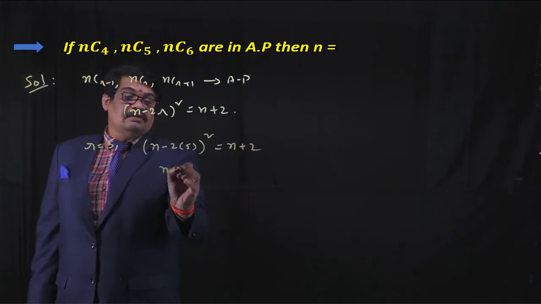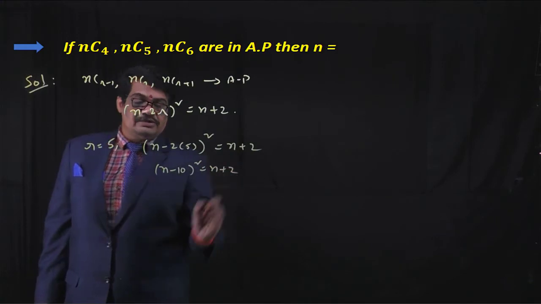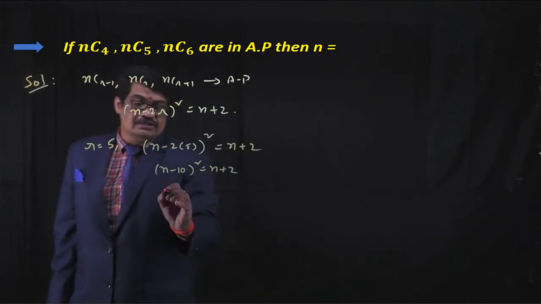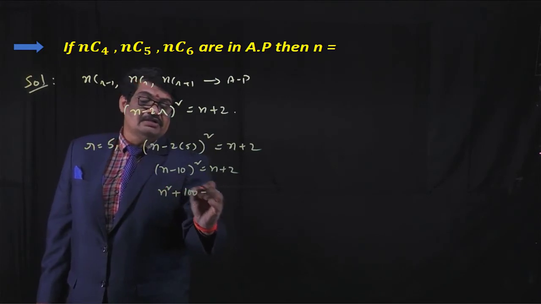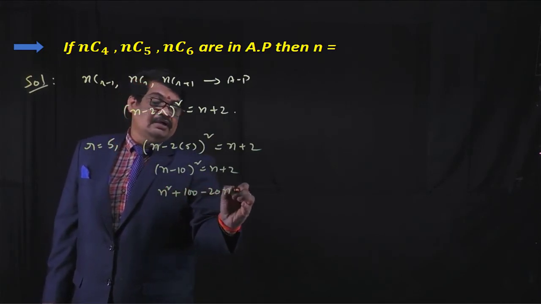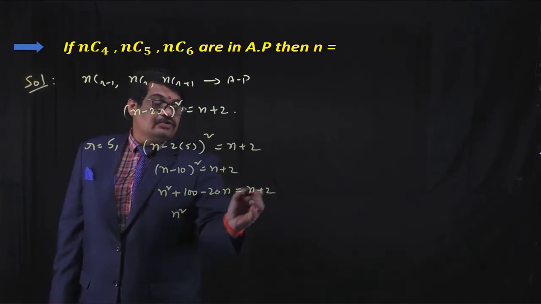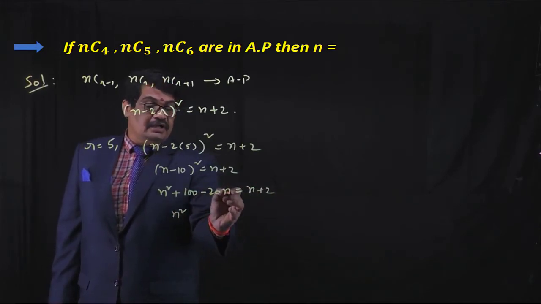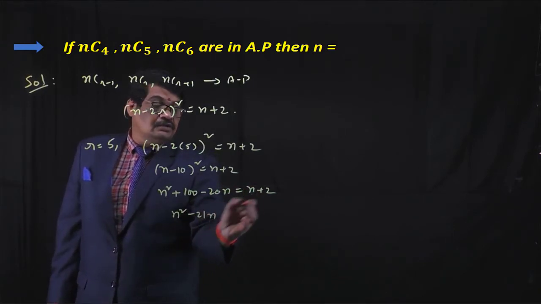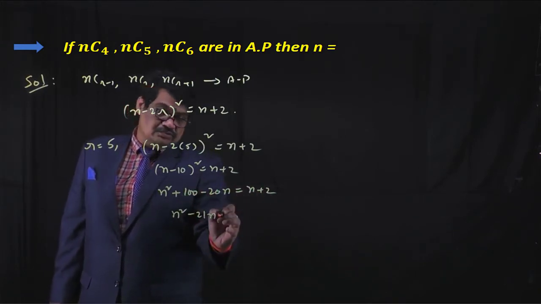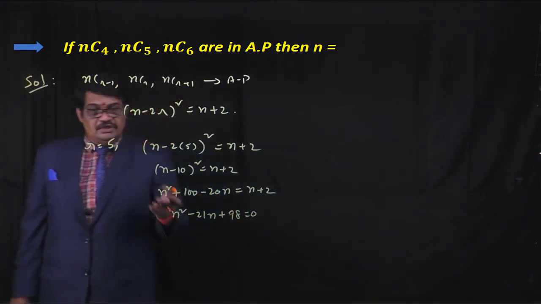That is (n − 10)² = n + 2. Now we are simplifying this one: n² + 10² = 100, minus 20n, is equal to n + 2. Here n², here −20n − n = −21n, here 100 − 2, that is 98. This is the quadratic equation in n.